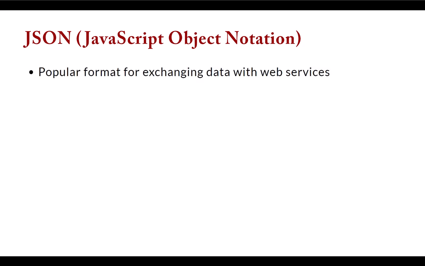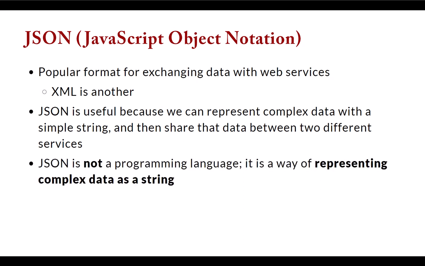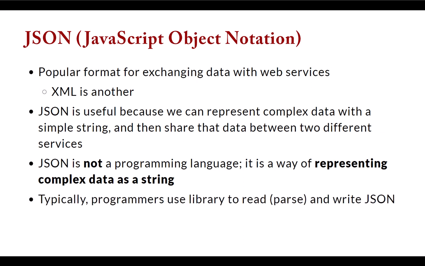It is, however, a very popular format for sending data across the web. XML, maybe you've heard of it, is another common one. So what's nice about JSON is it allows us to take complicated data, for example, data with ints, with strings, with lists. You have a variable with complicated ways of storing information, and we can then compress that down into a string. So JSON, or JavaScript Object Notation, is not a programming language like C++ or Python. It's really just a way of representing variables as a string. We often will use a library typically in our code, and we call parse or read JSON, or write it.